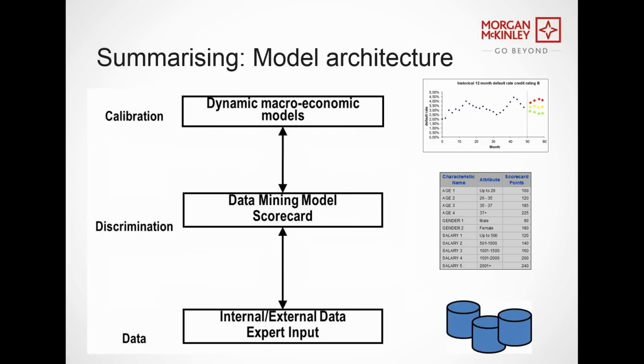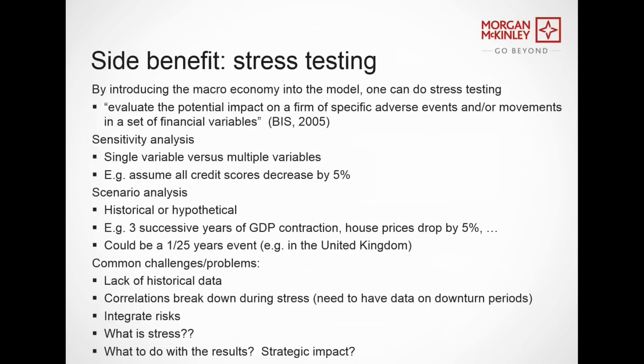Level 2 brings the macroeconomy into the game and is going to allow us to see how the macroeconomy influences our PD, LGD, and EAD models. A side benefit of this multi-level model architecture is that it becomes very easy to do stress testing. Stress testing can be done using sensitivity analysis, whereby we're going to see what happens to our LGDs if the loan-to-value ratios increase by 10%. This would be an example of a sensitivity stress test at level 0, the data level.